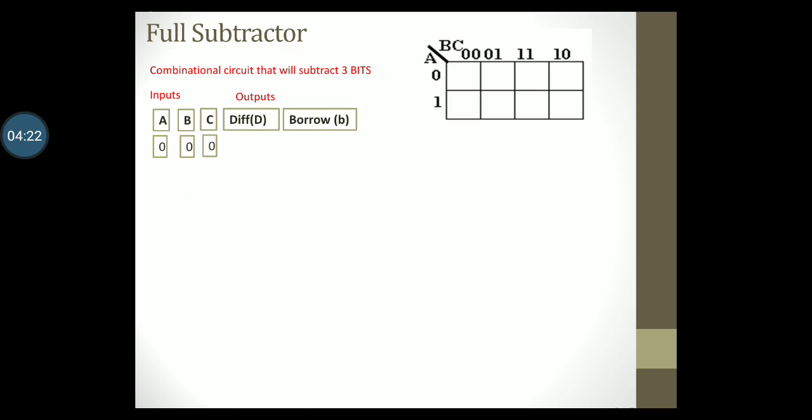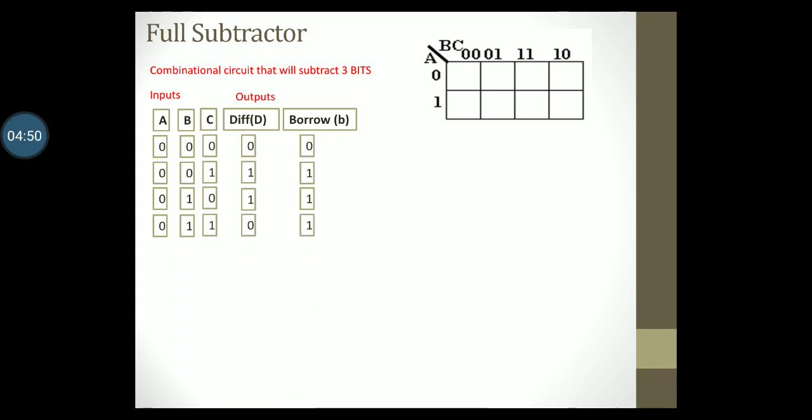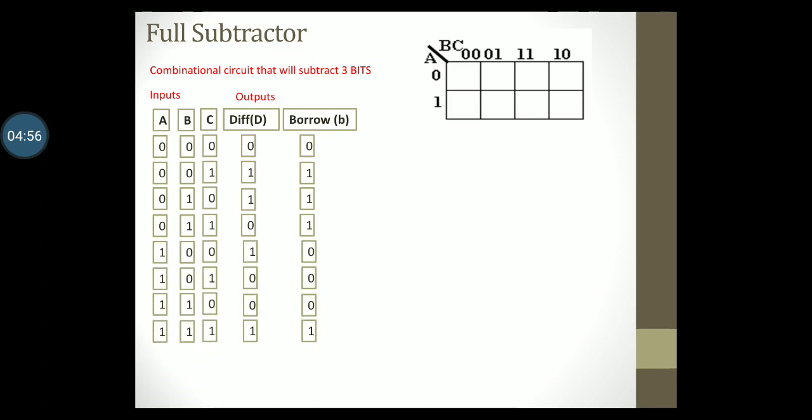So when A, B, C are all 0, the difference is 0 and there is no borrow. Next we have 0 0 1, which will give you a difference of 1 and a borrow of 1. Next we have 0 minus 1 minus 0, which will still give you a difference of 1 and a borrow of 1. Next we have 0 minus 1 minus 1, which will give you a difference of 0 and a borrow of 1. You can continue this for all the other input combinations.